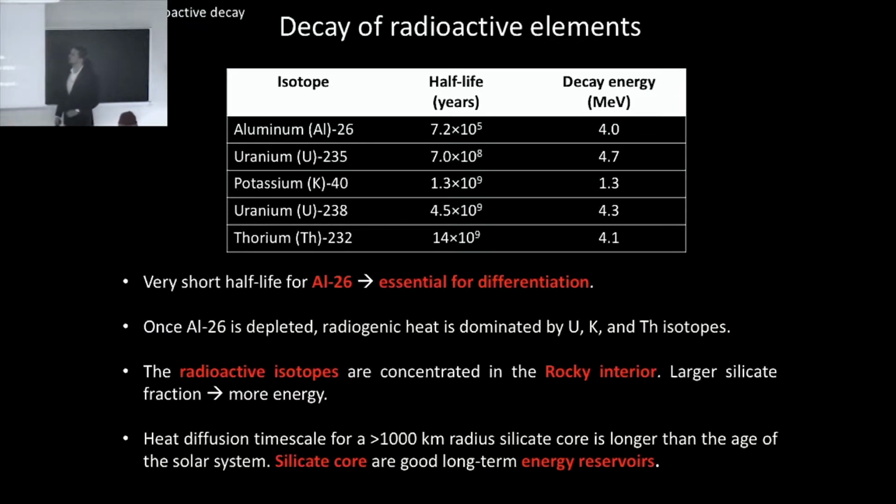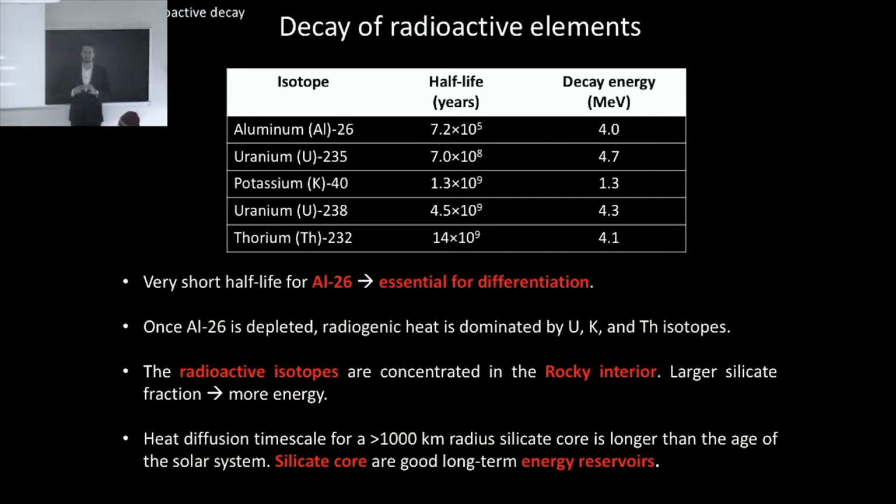So this is a table of the elements that are the most dominant elements in terms of radioactive decay and energy production in the solar system. They are classified in order of half-life of the decay. And so the aluminum-26, as you can notice, has a very short half-life. So most of its energy is produced very early in the solar system. And this element is very important in terms of differentiation.